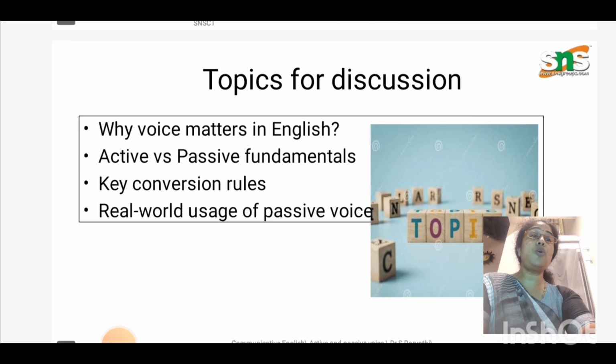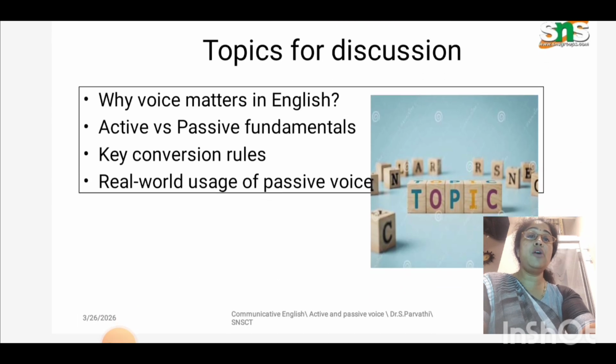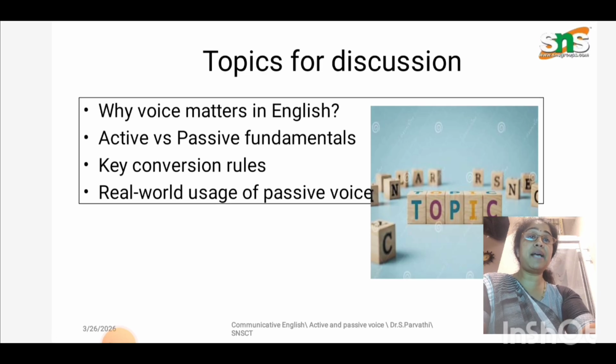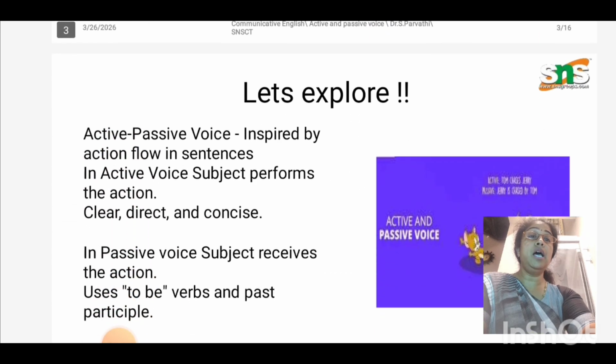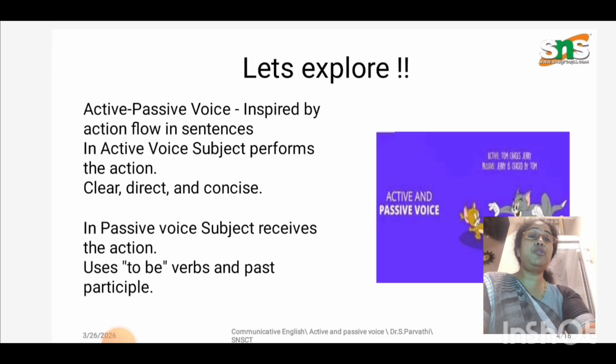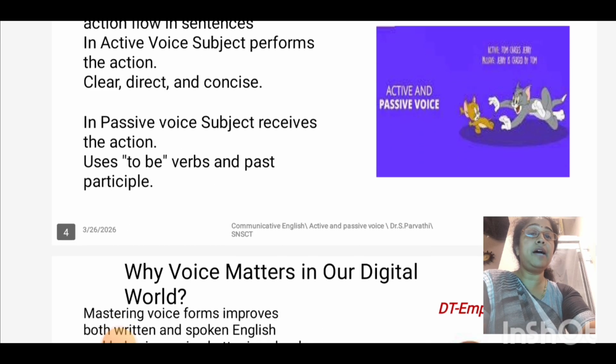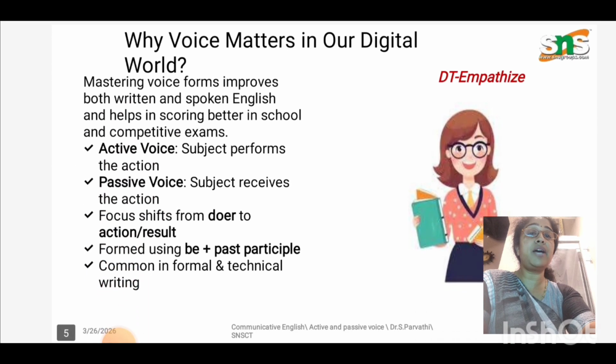What are the topics we're going to discuss today? Why voice matters in English, active versus passive fundamentals, key conversion rules, and real-world usage of passive voice. These are the topics we are going to discuss today. Let's explore. In active voice, as I told you, the subject performs the action, and in passive voice, the subject receives the action. Am I right? And I'll show you some examples.